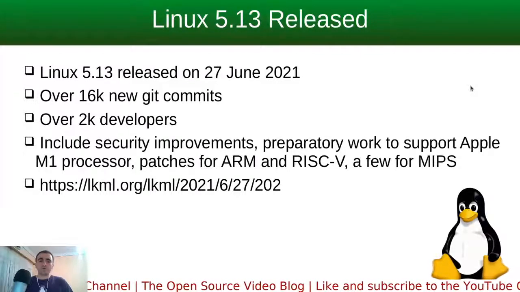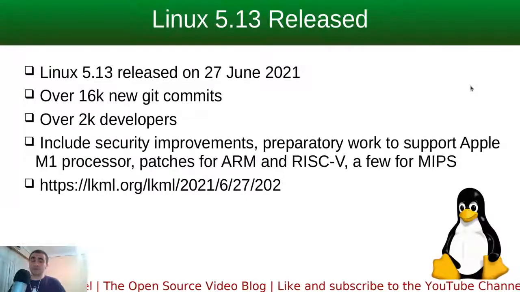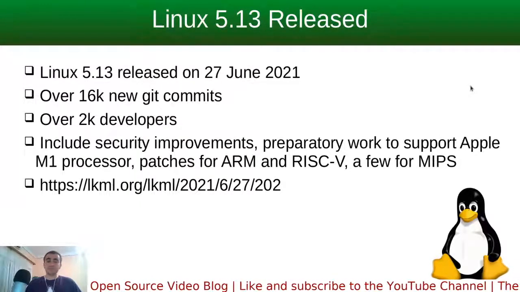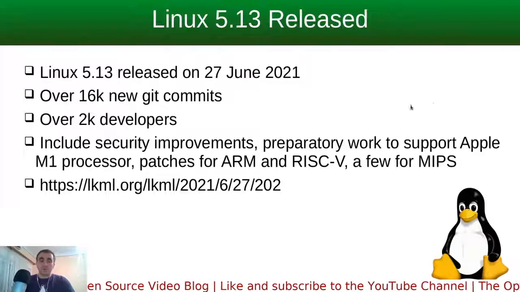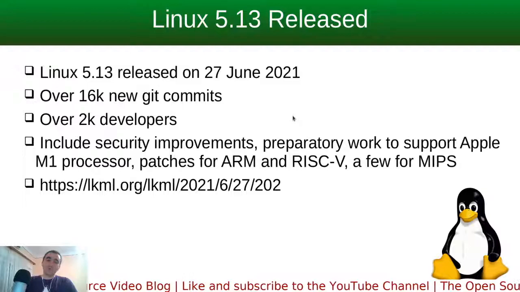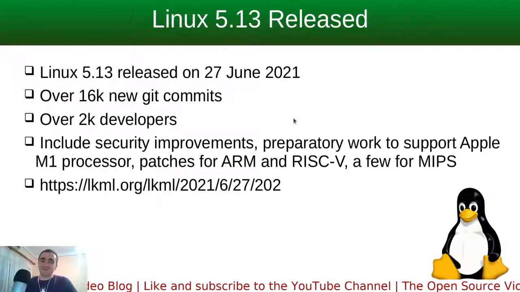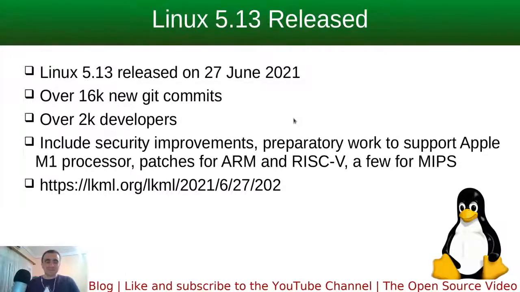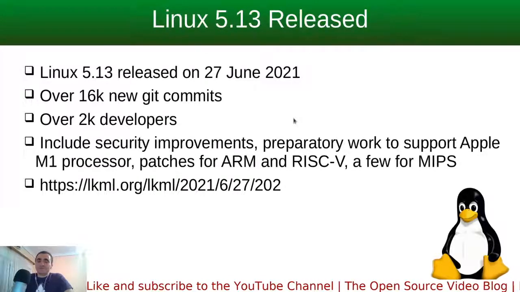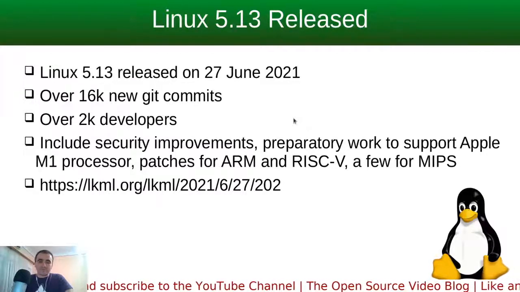Linux 5.13 includes more than 6,000 new Git commit messages if you don't count the merge commits. If you take the merge commits into account, that makes almost 17,000 Git commit messages for this release. More than 2,000 developers. Can you imagine this? 2,000 developers have contributed to this particular release. Amazing. Probably the largest open source, not probably, for sure, the largest open source project which involves developers all around the world.